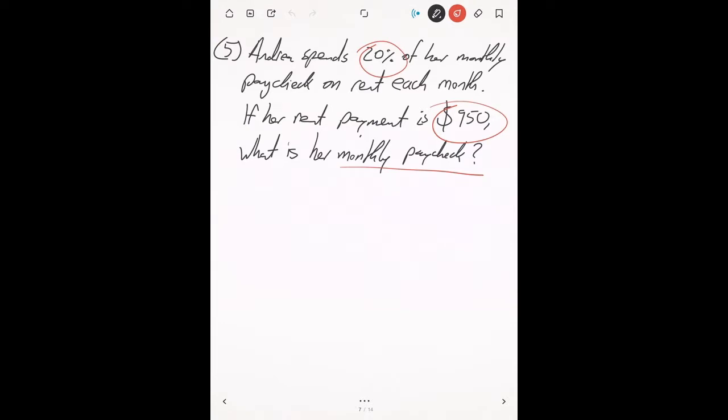Okay, hopefully you had some time and were able to think about this, but a way of structuring the sentence is: 20% of a number is 950. So we don't know what the total amount is. I don't know how much she makes each month. However, I know that 20% of whatever that value is is $950.